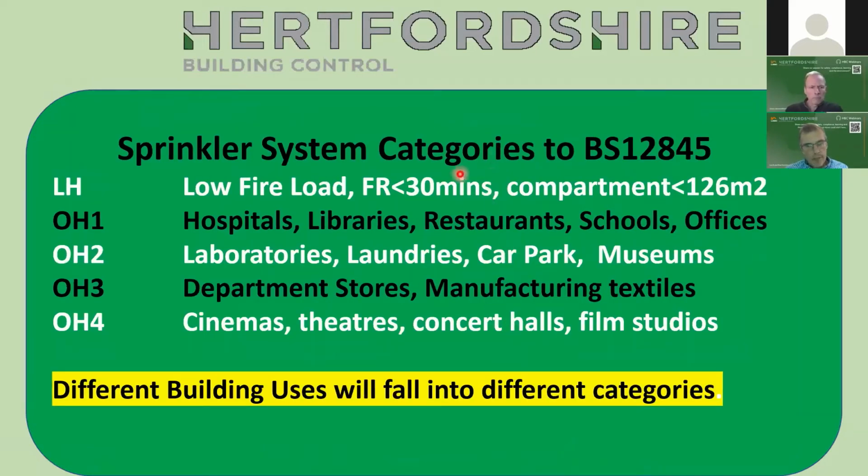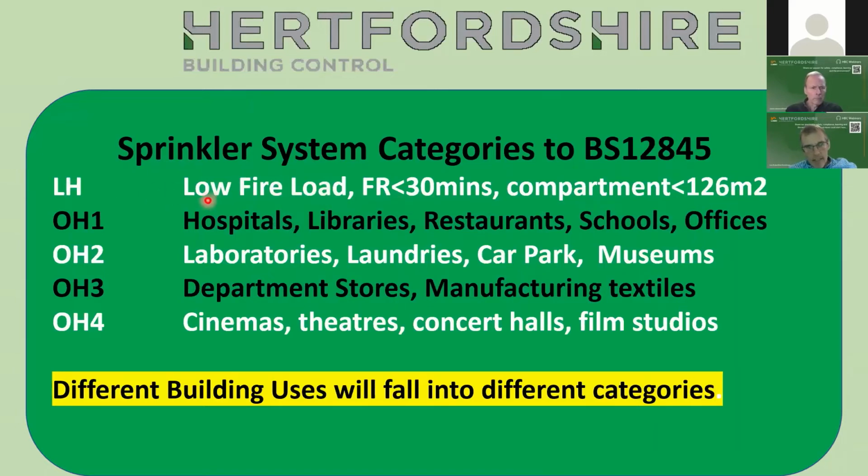That's the commercial, different categories. Again, it's a slide for information. We've got low hazard, and it's predominantly for buildings of less than 30 minutes fire resistance. Perhaps single story or 2-story shops, very small ones. Compartments less than 126 meters squared, low fire loads.